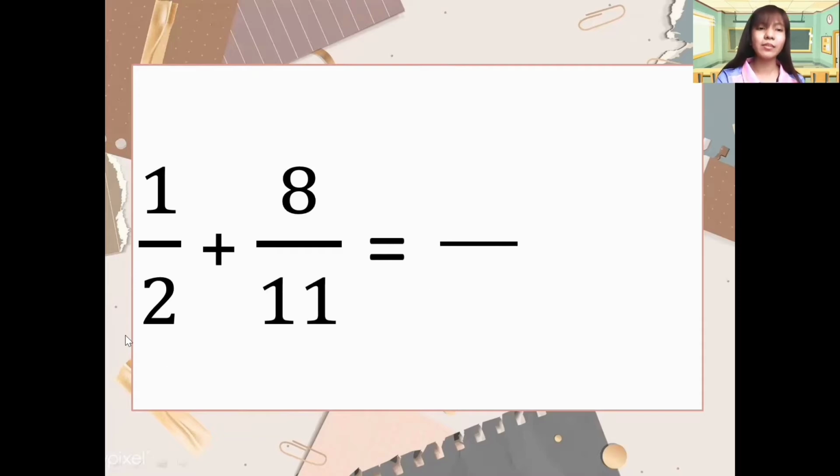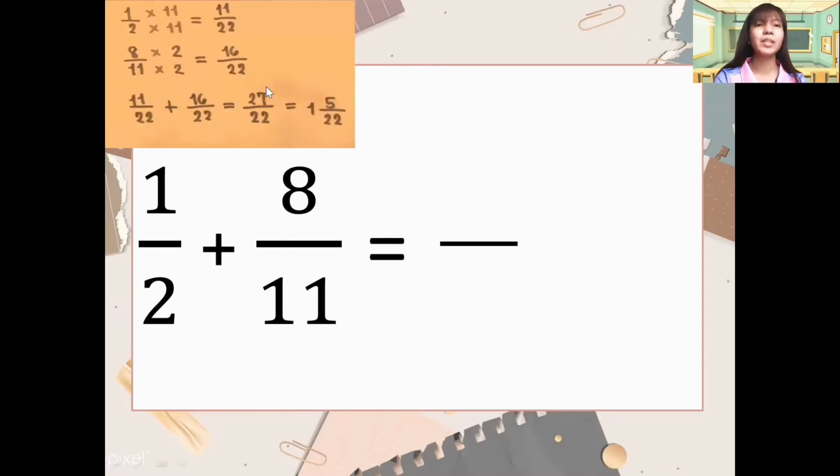So again, different denominators. Our goal is to make these fractions have the same denominators. So this is the process, guys. First we have here 1 over 2 and then 8 over 11, right? This time we have to find the numbers that you are going to multiply to denominators 2 and 11, which can make both the same.